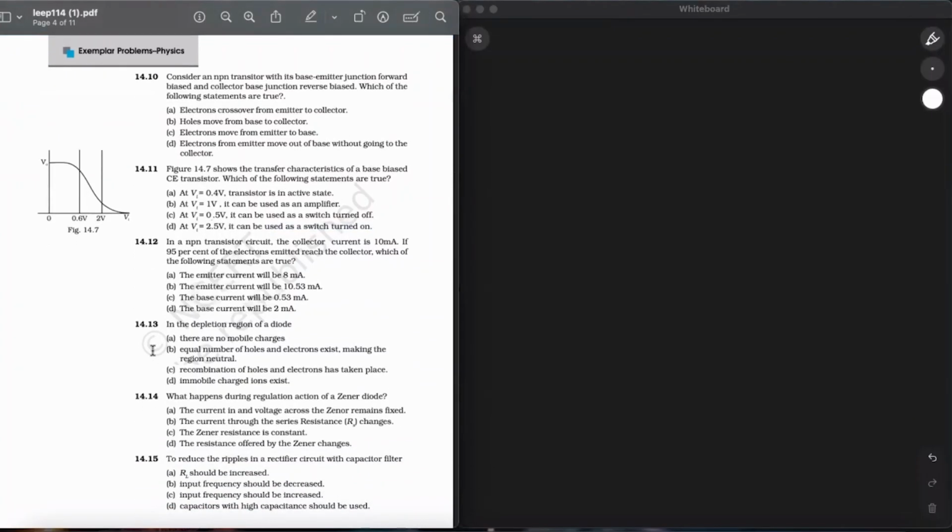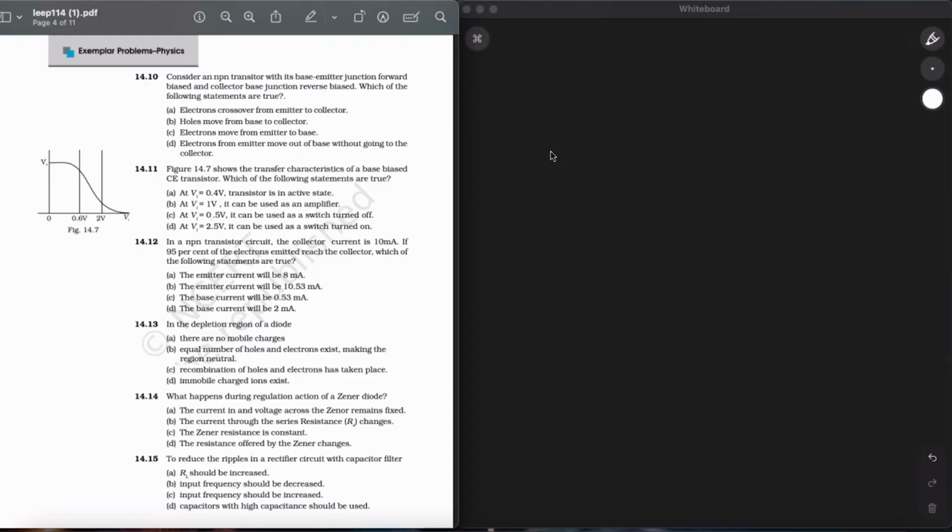So moving forward, in an NPN transistor circuit, the collector current is 10 milliampere. If 95% of the electrons emitted reach the collector, which of the following statements are true? The emitter current will be 8 milliampere, the emitter current will be 10.53 milliampere, the base current will be 0.53 milliampere, and the base current will be 2 milliampere.